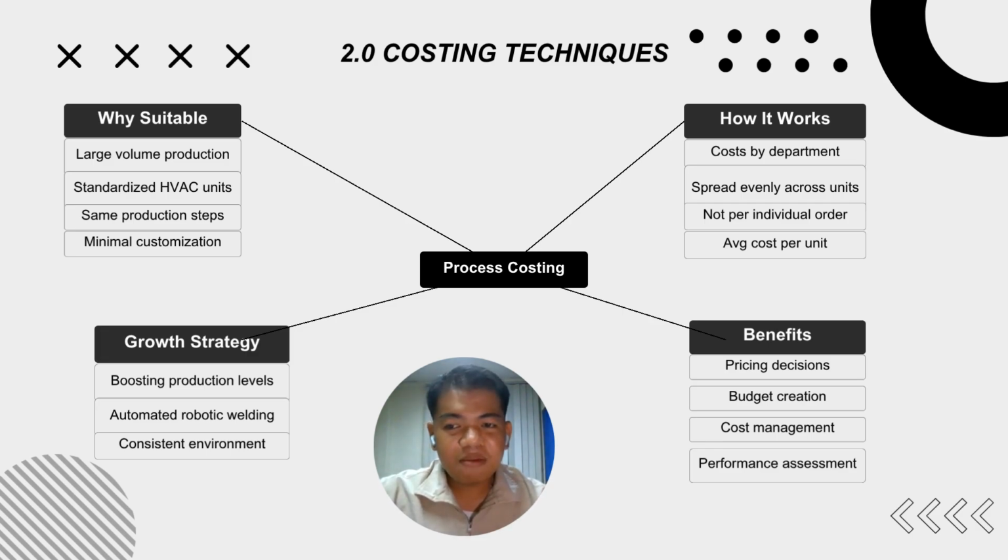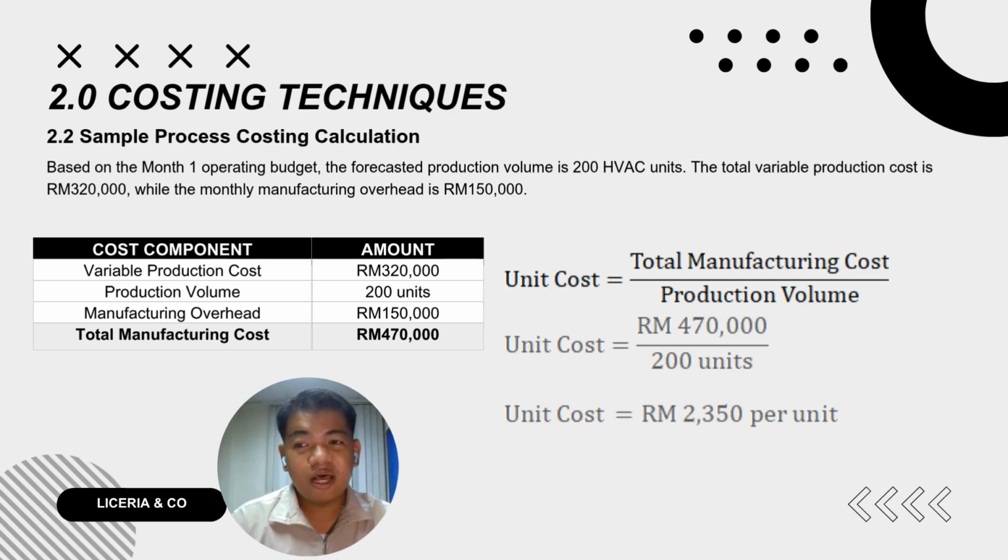The benefit is that by implementing this, we gain a critical advantage in making informed pricing decisions, creating accurate budgets, managing overhead costs, and conducting performance assessment. Alignment with growth: this method perfectly supports our growth strategy, which focuses on boosting production levels through automated robotic welding within a consistent manufacturing environment. To illustrate how this works in practice, let's walk through a sample calculation based on our first month operating budget.